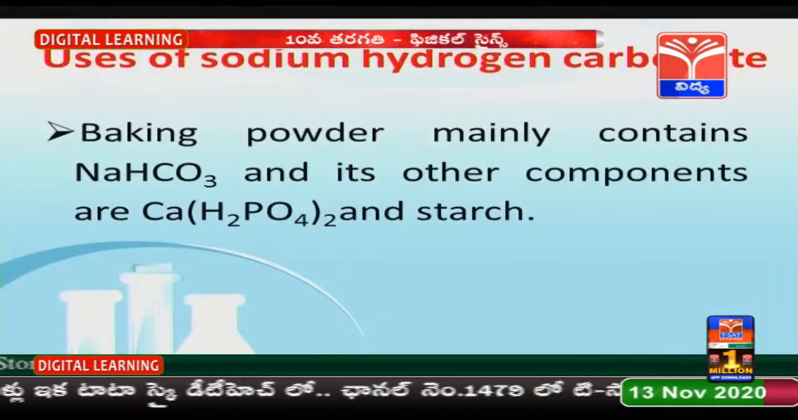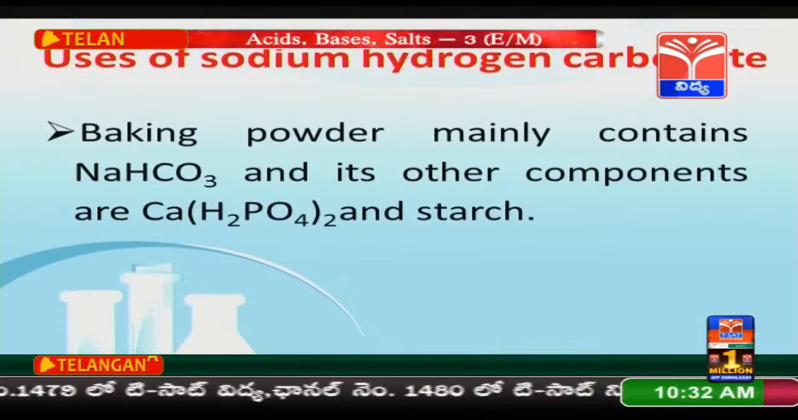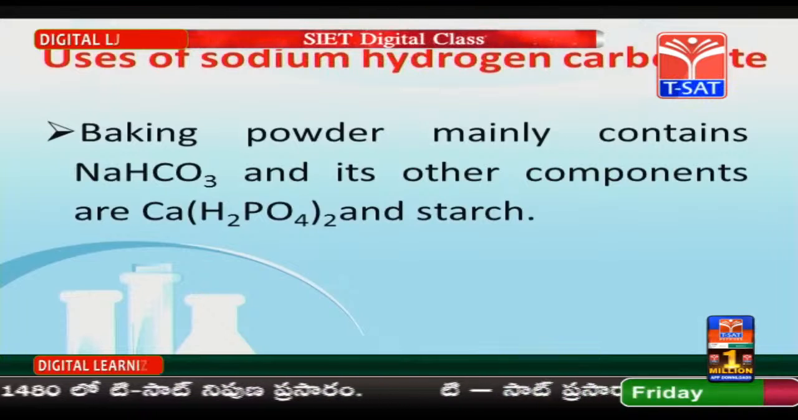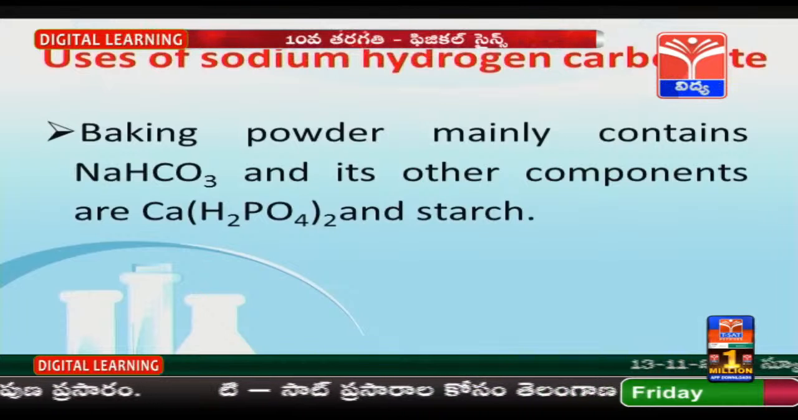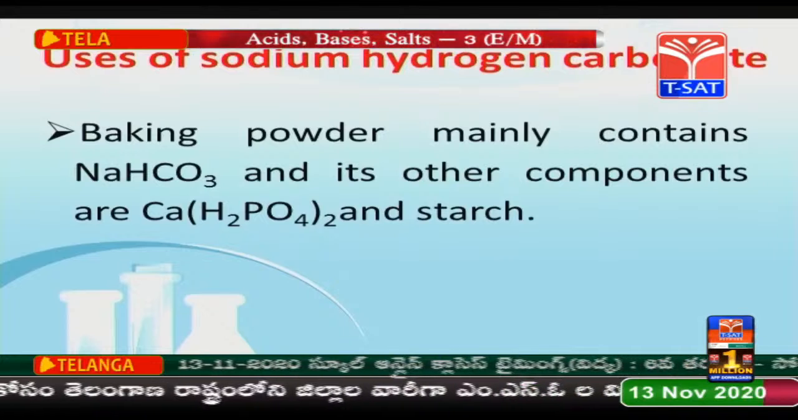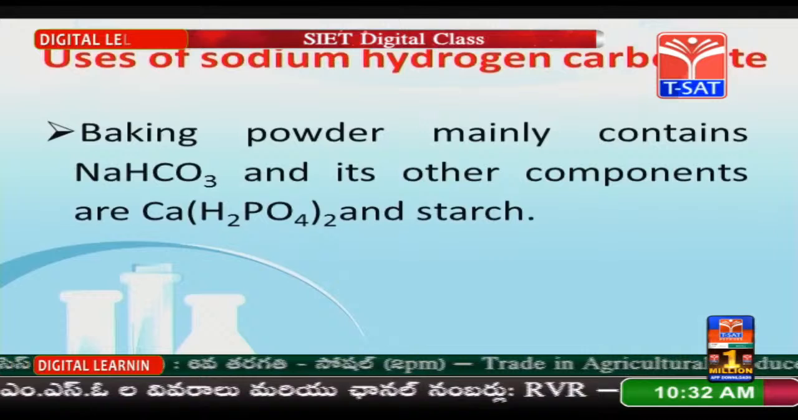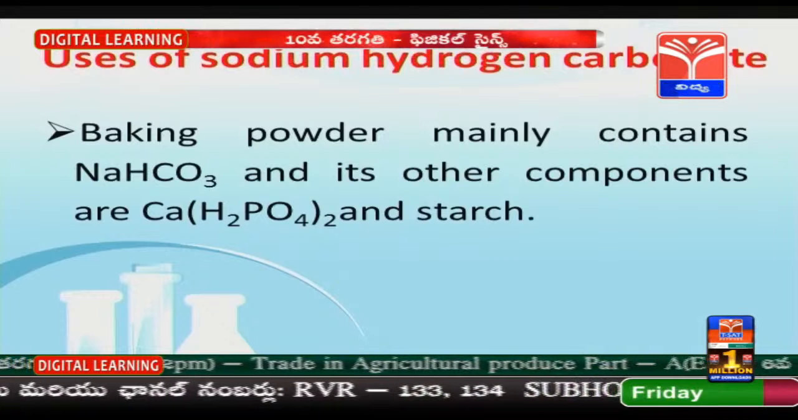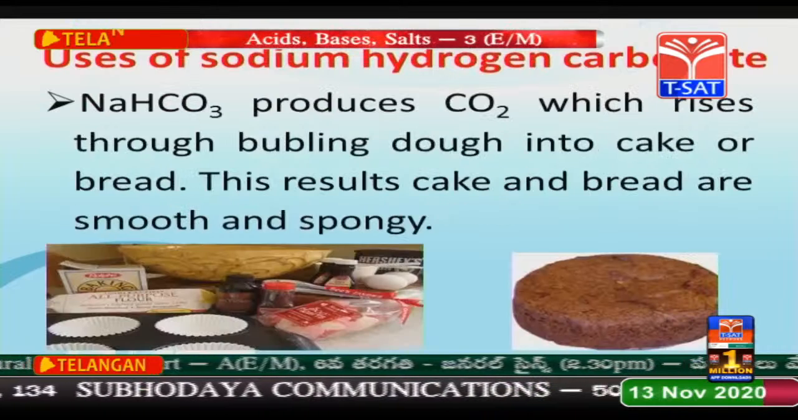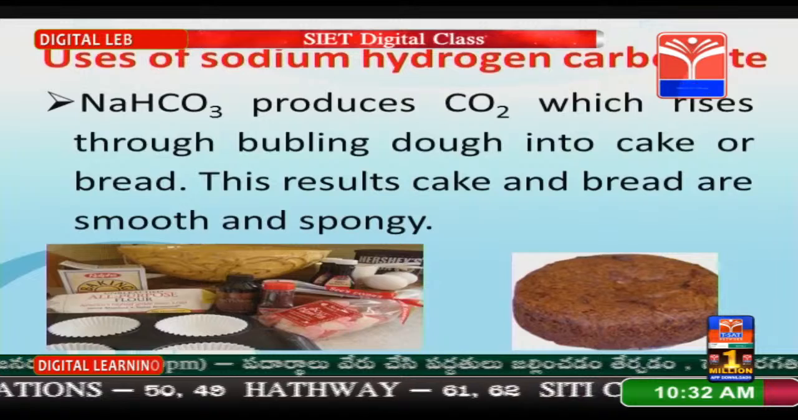Normally, people think that baking powder contains only sodium bicarbonate, that is sodium hydrogen carbonate, but it also contains some other components, namely calcium phosphate and starch. In this way, you can observe the difference between baking powder and baking soda. Baking powder is normally used in the preparation of cakes, and baking soda is used in the preparation of bonda and mirchis.